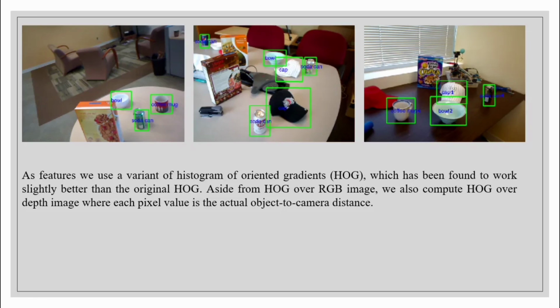Aside from HOG over the RGB image, we also compute HOG over the depth image, where each pixel value is the actual object to camera distance. That's all.